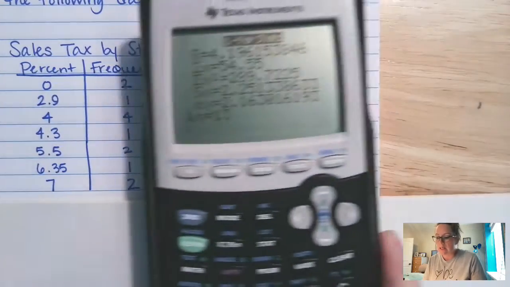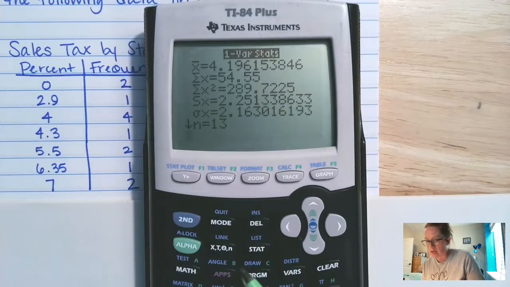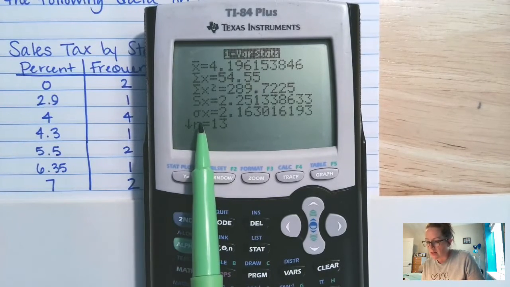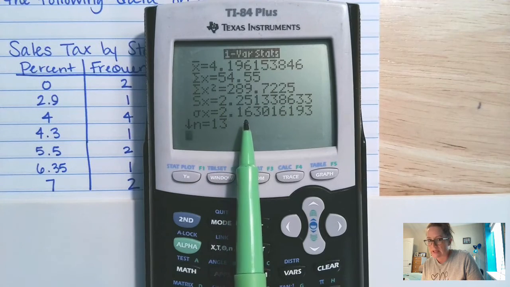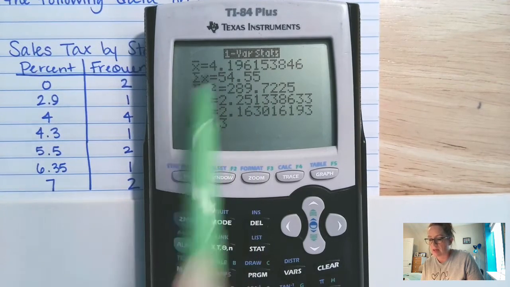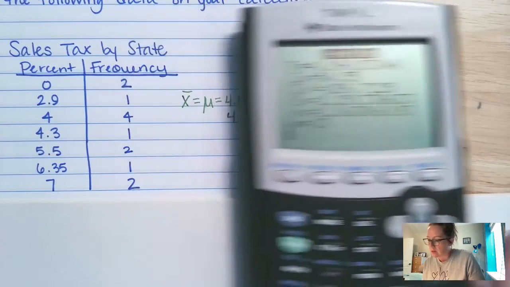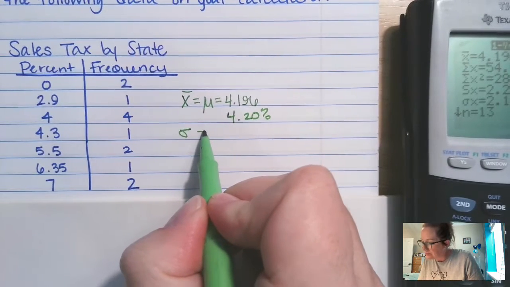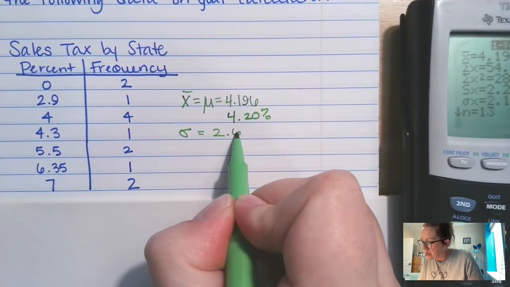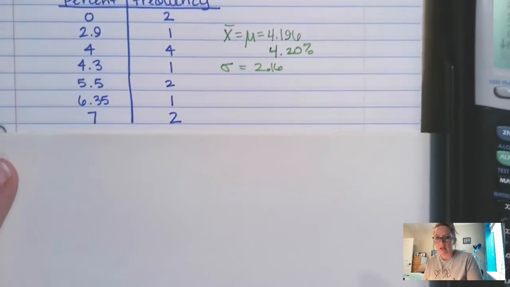We also need the standard deviation, and this is talking about population standard deviation. So it's right here. On average, the data points are 2.16 away from the mean of 4.196. So our standard deviation, I'm going to write, is 2.116, okay? All right, let's try another one.